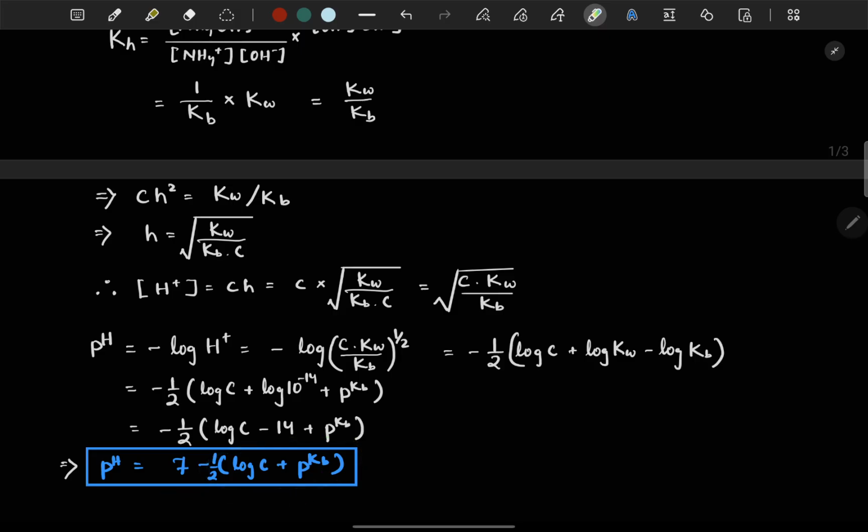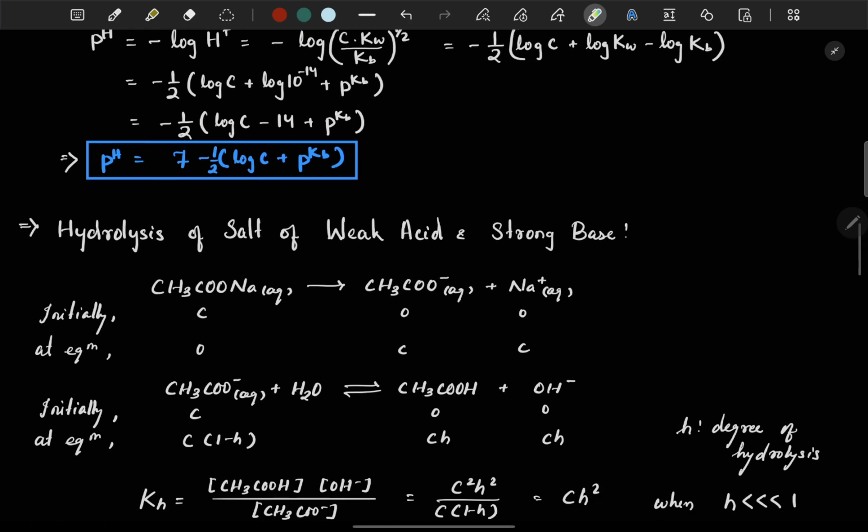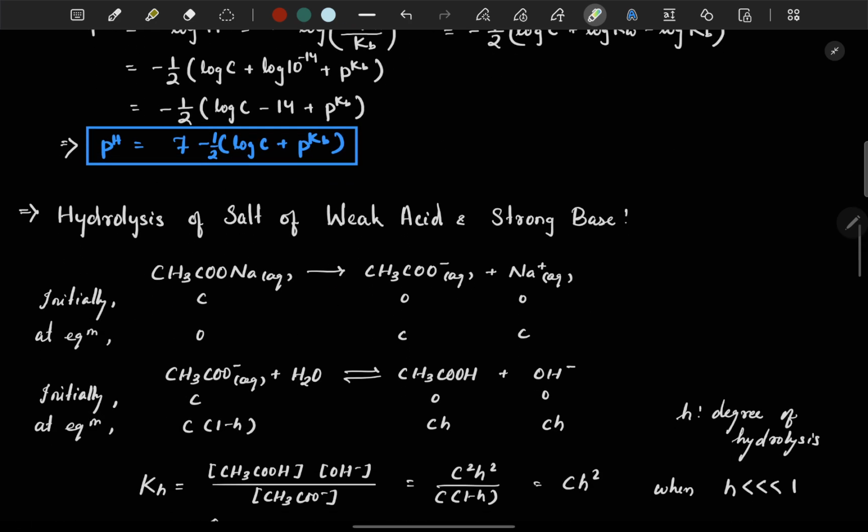So we can remember the formula: pH is equal to 7 minus half of log C plus pKb, because the base is weak base. So when there is a salt of weak base and strong acid, the pH is less than 7. So the value must be 7 minus something. As the base is weak, the formula will be pH is equal to 7 minus half of log C plus pKb. Yes. So coming to the next, hydrolysis of salt of weak acid and strong base.